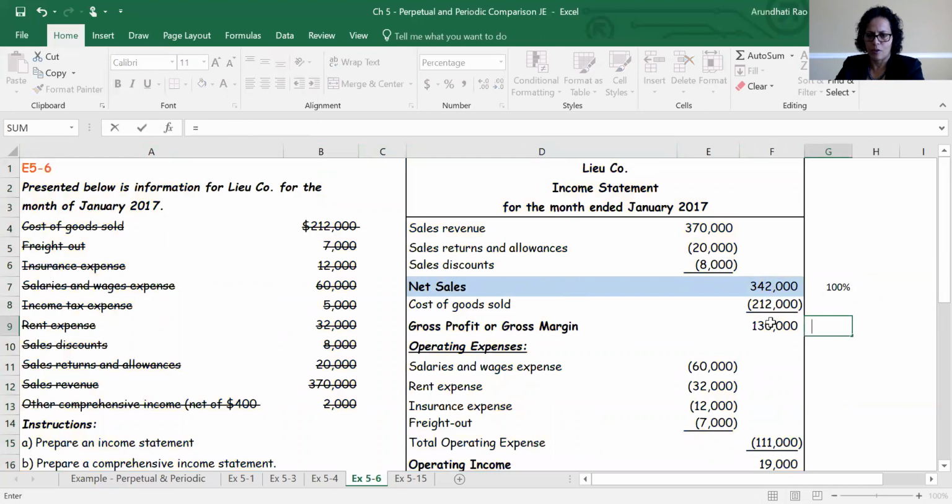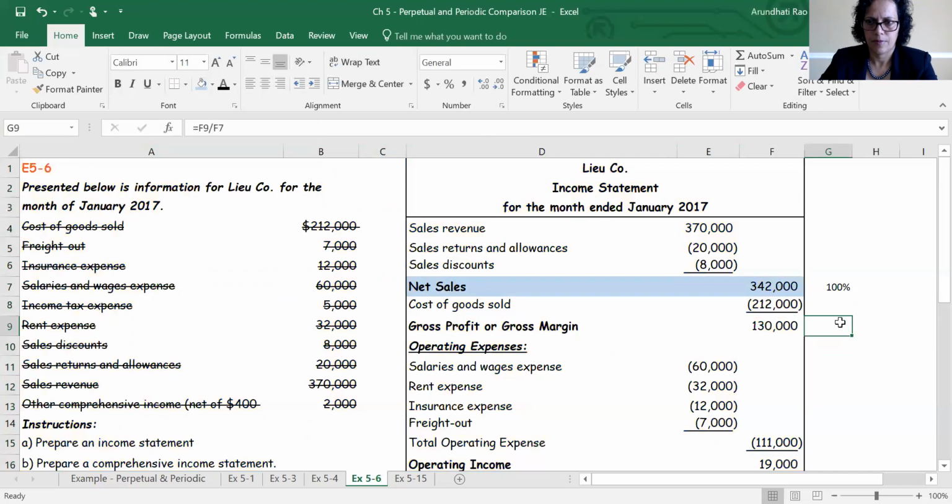So again, let me do the formula over here. It's going to be, let me change the font color. So 130 divided by 342 is 38%. That's basically saying for every dollar in sales, I have 38 cents in profit, which means 62 cents is the cost of goods sold.